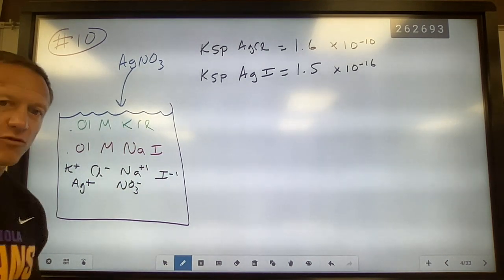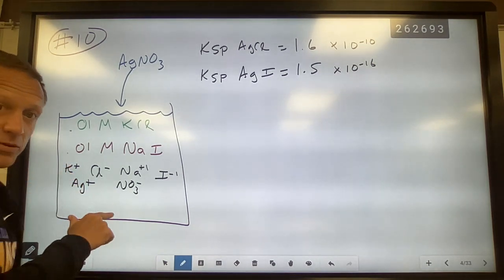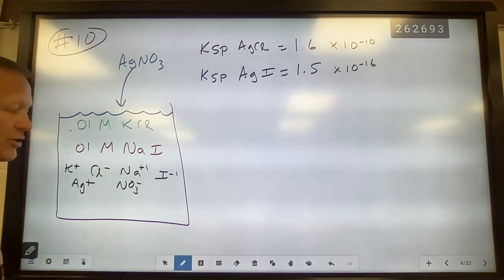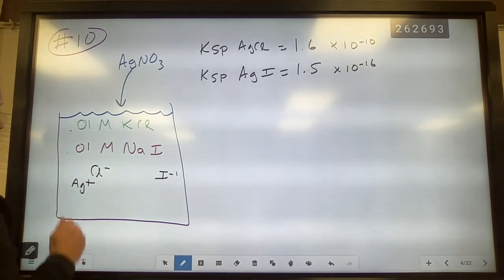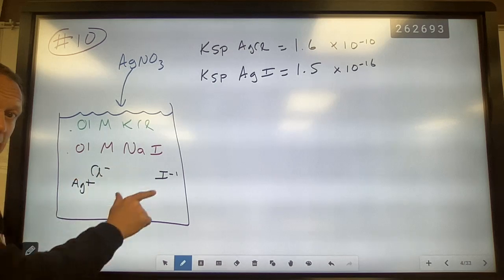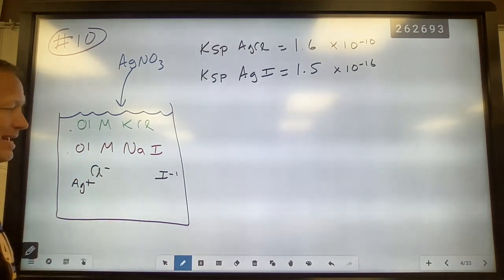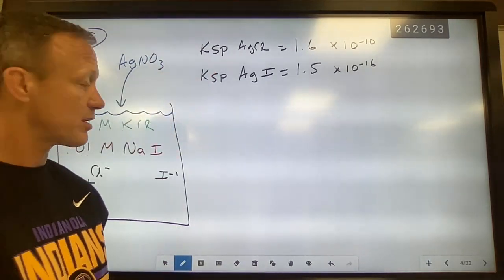Well, if we think about things that can form precipitates or cannot form precipitates, I know that potassium ions will never form a precipitate. I know that sodium ions will never form a precipitate. They're always soluble. And I know nitrates never form precipitate. So let's get rid of those. So now things we have left, we have silver, chlorine, and iodine. Well, silver chloride is not very soluble, and silver iodide is also not very soluble. They also give you KSPs for those, so you know that those 2 things can possibly form precipitates.